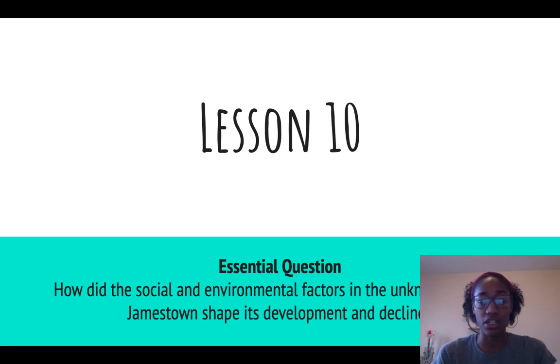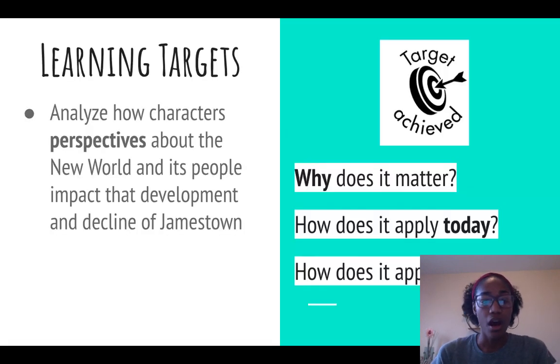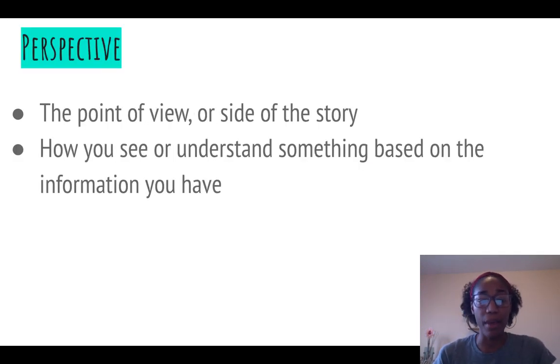Our central question is still the same. Our learning target for today is to analyze how characters' perspectives, and we're going to keep that word in mind, about the New World and its people impact the development and decline of Jamestown. So, how does the way that people see things change the way that Jamestown was either built up or torn down? And remember, perspective is the point of view or side of the story. So, it's how you see something or understand something based on the information that you have.